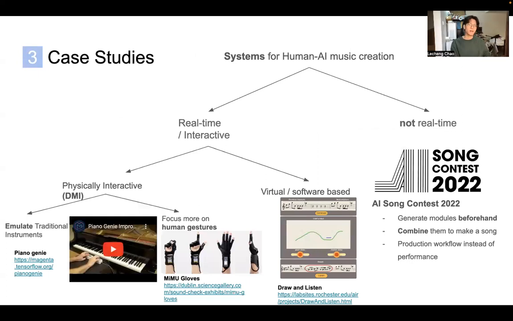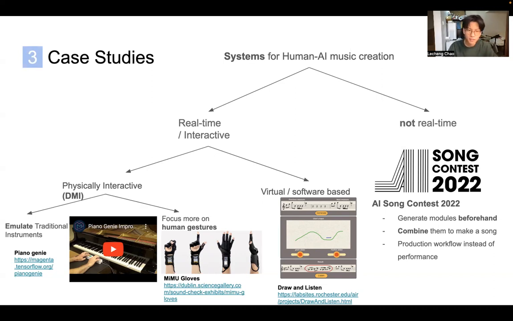The case studies I find can be categorized first into real-time or not real-time. The not real-time part is the AI Song Contest, which has been happening every year since 2020. It basically means generating a song by using different modules beforehand and combining them together, which functions more as a production workflow instead of a performance workflow. While the other ones, the real-time and interactive ones, focus more on the interactive and performance side.